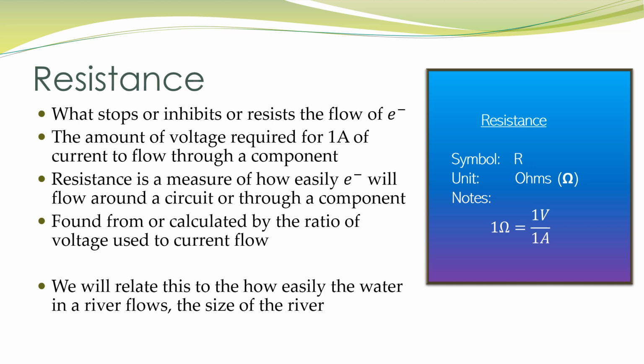So anything that inhibits or resists the flow of the electrons, that's resistance. Sometimes we'll put resistors in a circuit to deliberately slow down the current, because there might be a particularly sensitive and expensive part of the circuit that we want to protect, so we put some resistors in there to slow the whole current down.